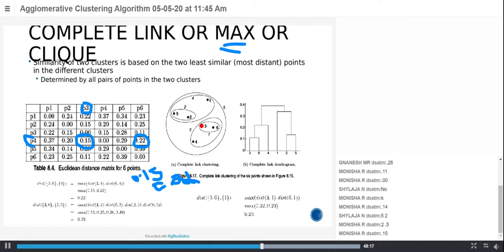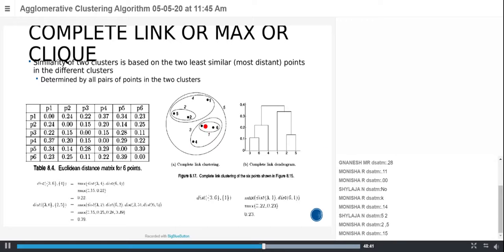0.22. So among 3, 4 and 6, 4, these two are the farthest points. These two are not the closest points, is it right? So we are going to consider that distance. Which is the farthest point here? 6, 4. So according to our technique, 0.22 is the distance between this two cluster group, that is 3, 6 and 4.